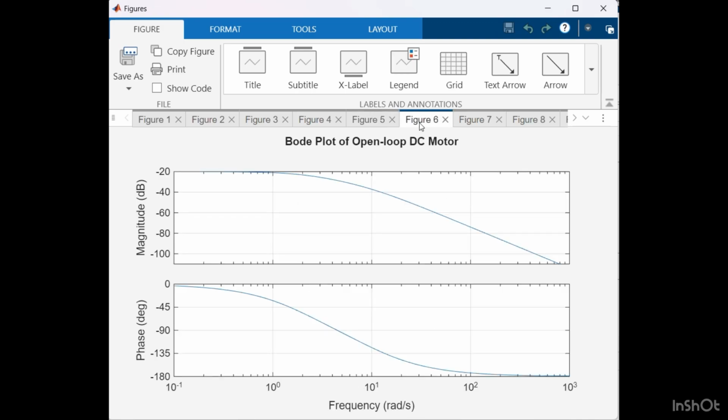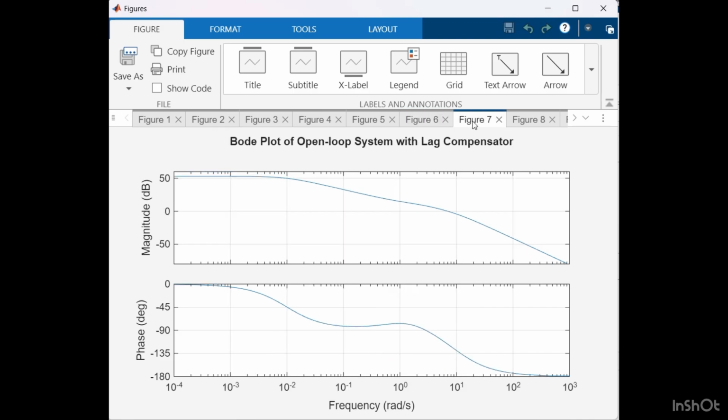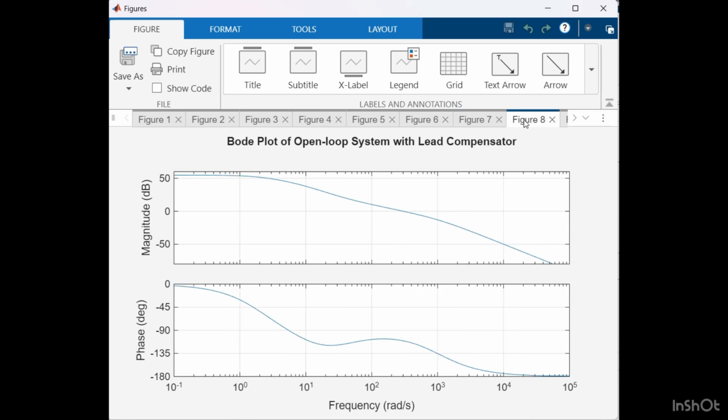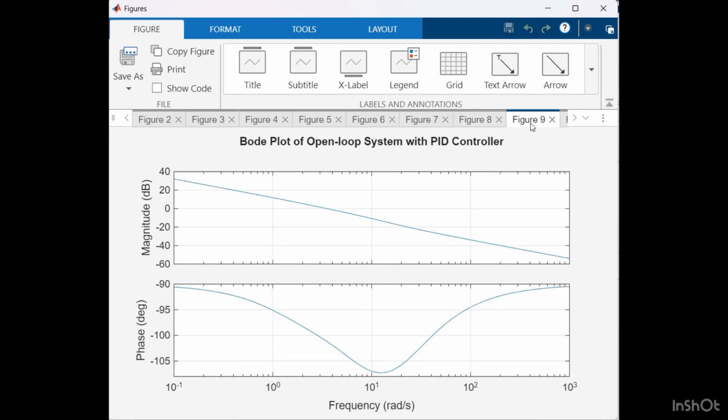Next, this is the Bode plot. The Bode plot shows how the system responds to different input frequencies. It includes the magnitude plot and the phase plot. The magnitude plot shows gain behavior while the phase plot shows phase shift.